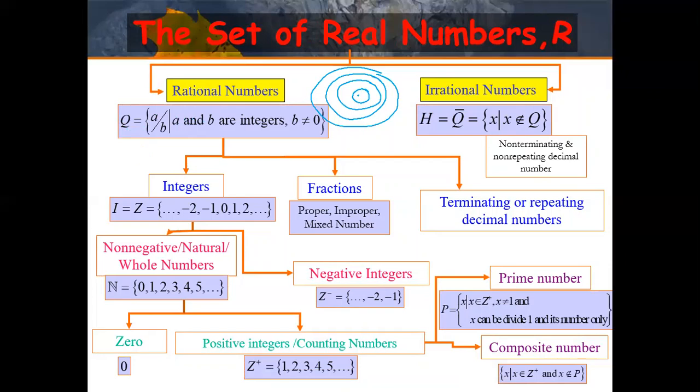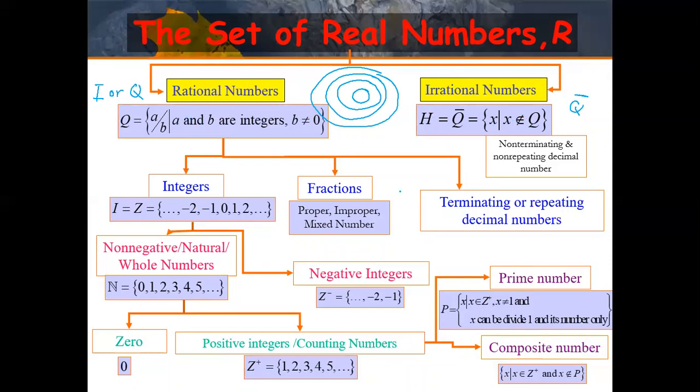Irrational, so some books use I or Q. Some books use I, some books use Q for rational. How about irrational? Some books use a Q bar and some books use an I bar. Okay, I bar, indicating irrational numbers.